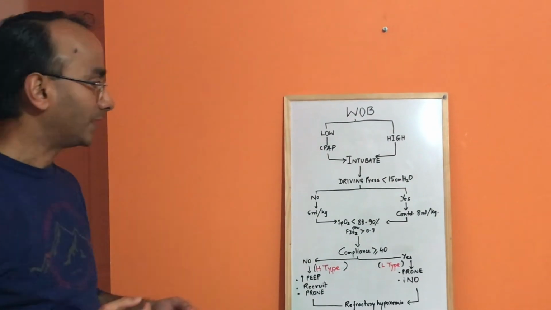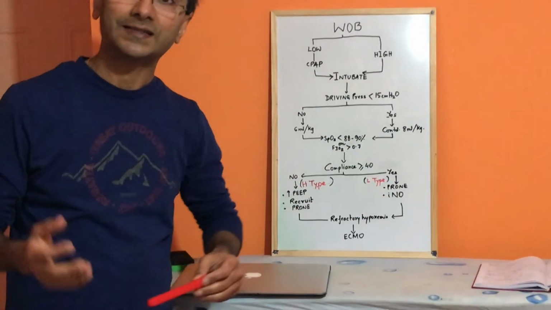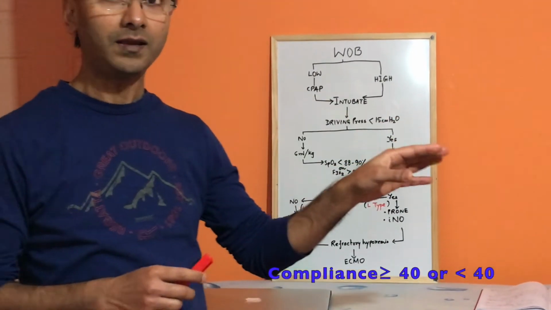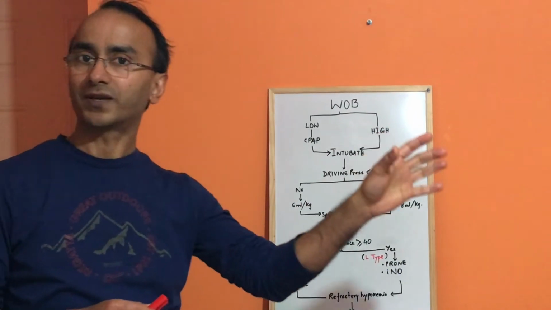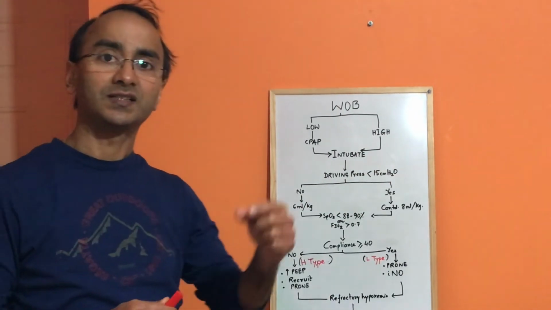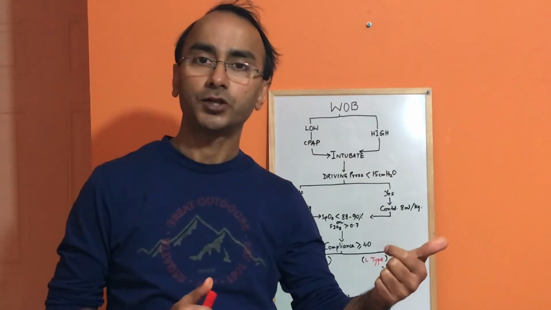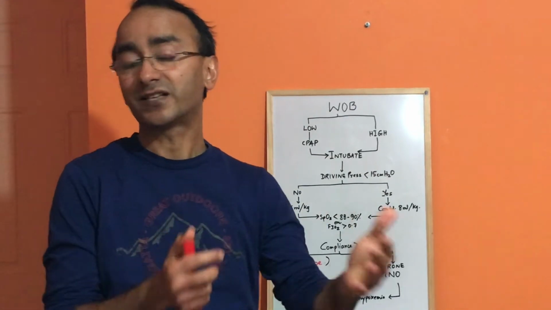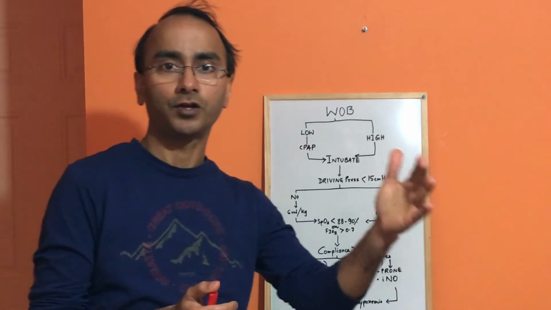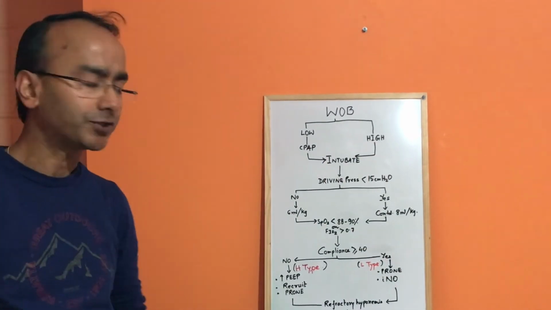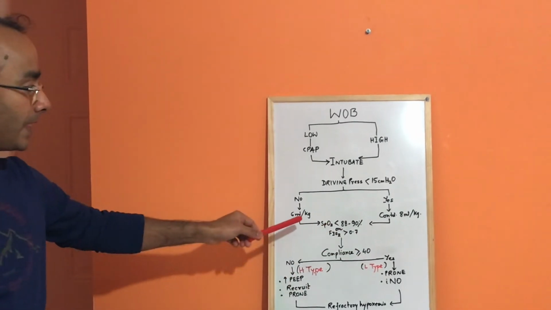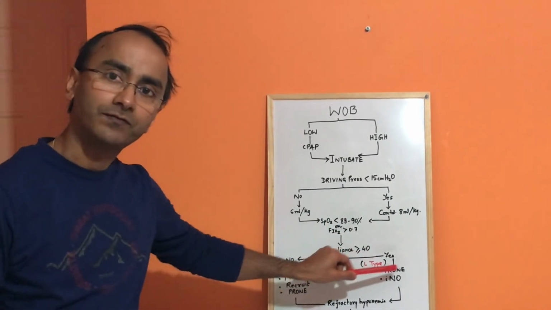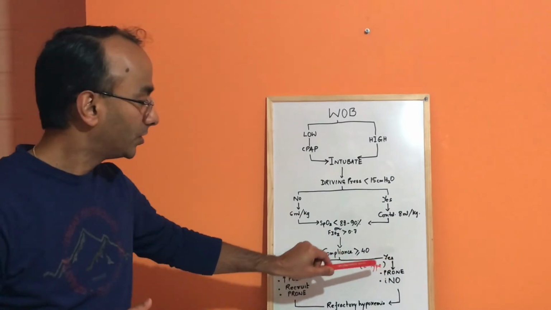So what is the compliance? Is the compliance more than 40 or less? In the Servo-i, the compliance parameter comes onto the monitor, which you can see. Whereas in the V60, unfortunately, you have to work it out, and it becomes the static compliance, that is tidal volume divided by the driving pressure. Now if the compliance is more than 40, then you know this is an L type. Again, that is another screening tool. So it's an L type.